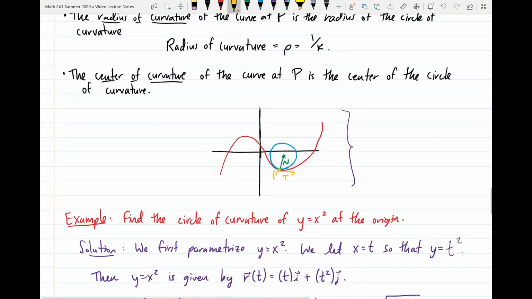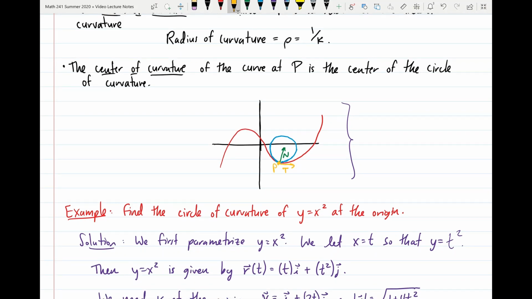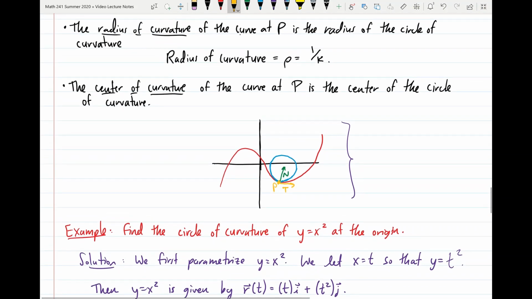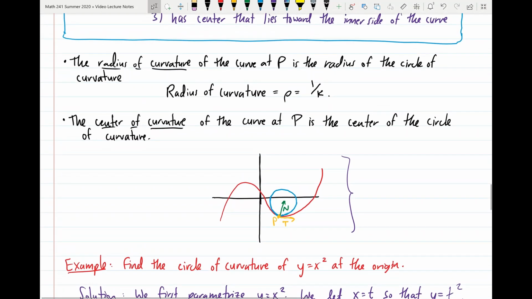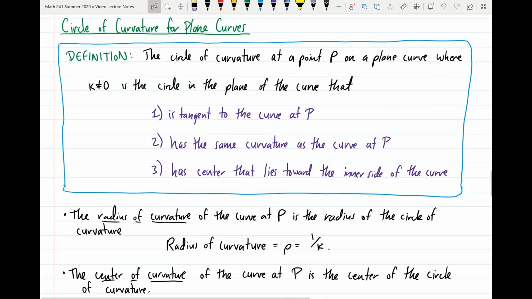And intuitively, this means that the circle kind of nestles in nicely to the curve there, so that it approximates the curve along the circle for a little bit. Somewhat like approximating the curve with tangent lines from Calc 1, but here we have circles that are being used to approximate the curve. So with that being said, let's go back up to the definition of a circle of curvature.